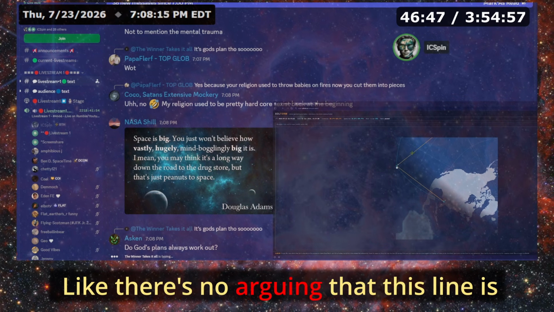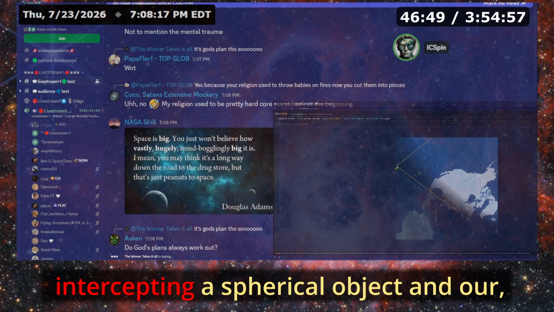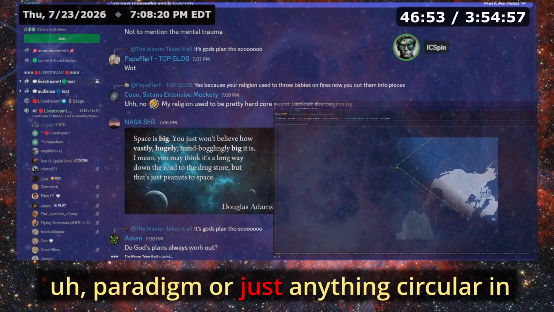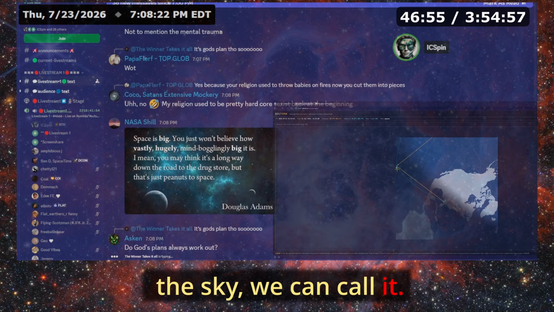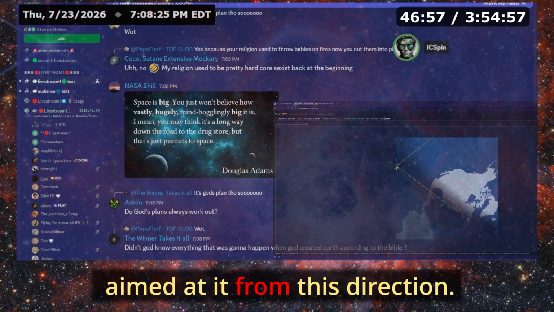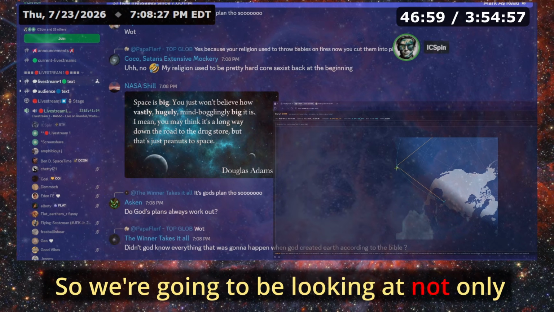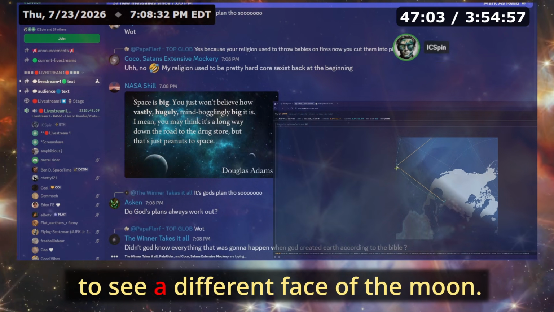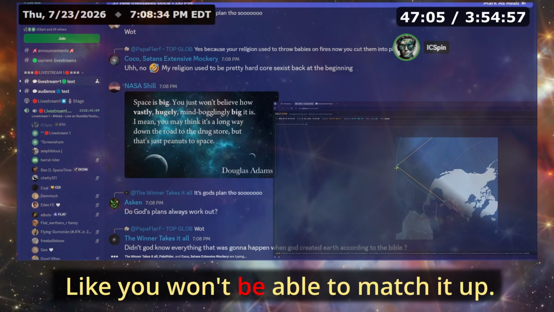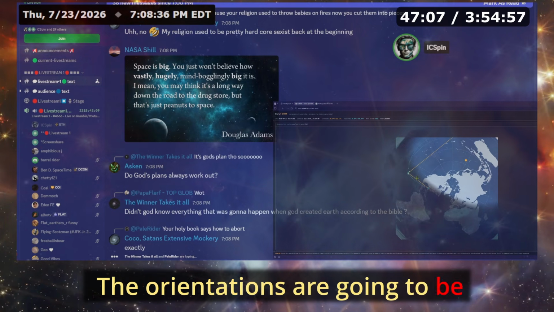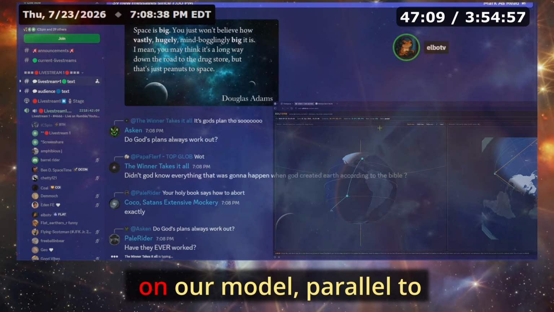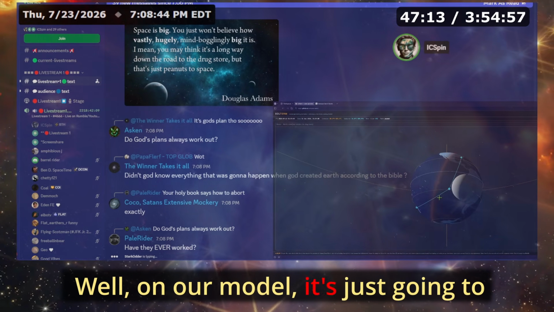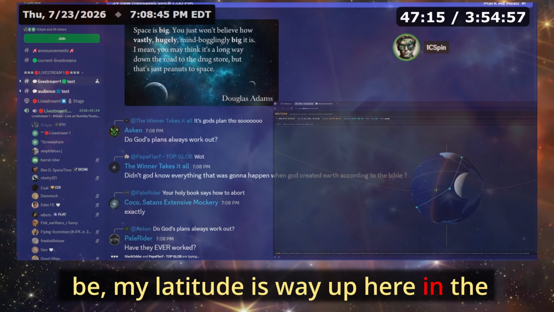Right? There's no arguing that this line is intercepting a spherical object in our paradigm, or just anything circular in the sky, we can call it. And mine's going to be aimed at it from this direction. We're going to be looking at not only different shadow schemes, we're going to see a different face of the moon. You won't be able to match it up. The orientations are going to be different because if it was on our model, it was parallel to you, yes, but it's high above. Well, on our model, my latitude is way up here in the northern hemisphere.